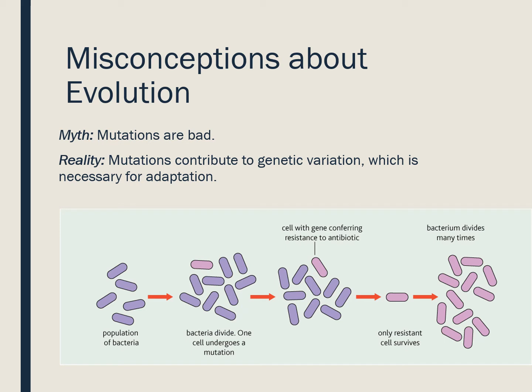Or like with the giraffes, it could have been a mutation that caused that one giraffe to have a longer neck, but it's able to survive and get food and pass on those traits. Or like this example that's on this slide, a bacteria suffered a mutation, but that made it resistant to antibiotics. And if you were to take an antibiotic, that cell would survive and pass on its traits to the next generation.